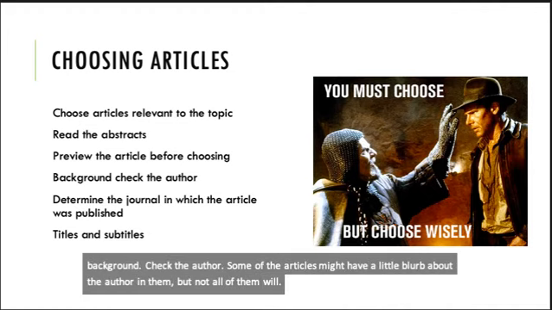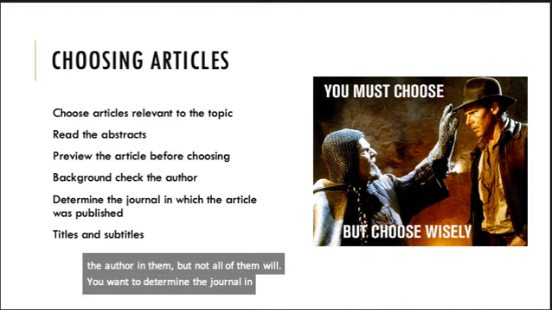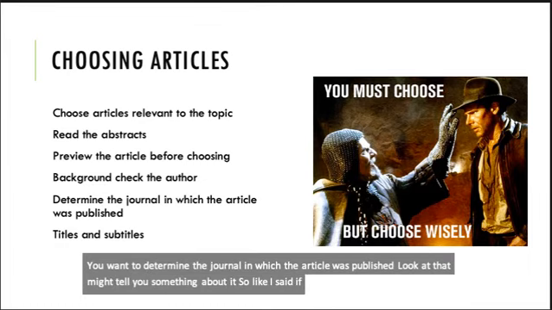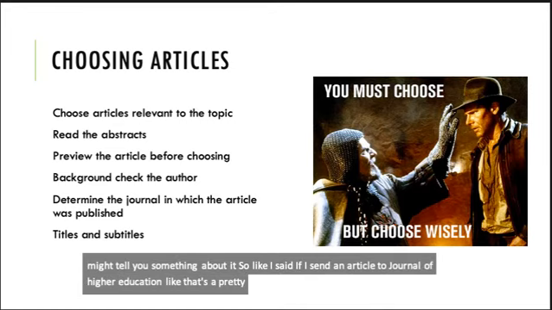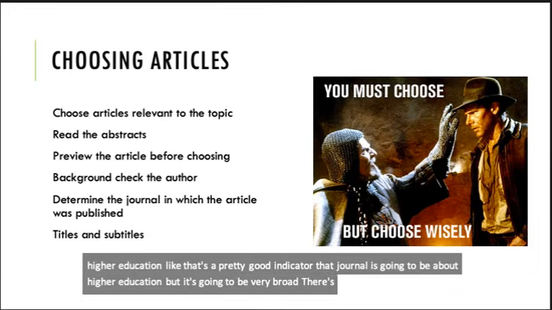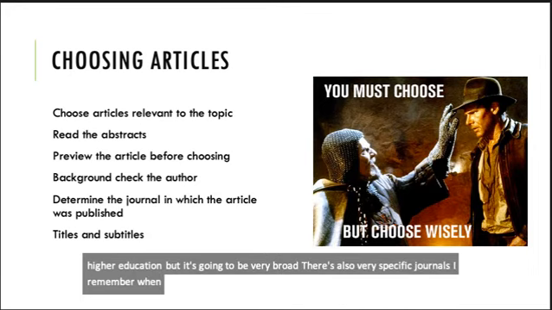You also want to determine the journal in which the article was published. Look at that. That might tell you something about it. Like I said, if I send an article to the Journal of Higher Education, that's a pretty good indicator that that journal is going to be about higher education, but it's going to be very broad. There are also very specific journals. I remember when I was in grad school for my master's, we used Shakespeare Quarterly.